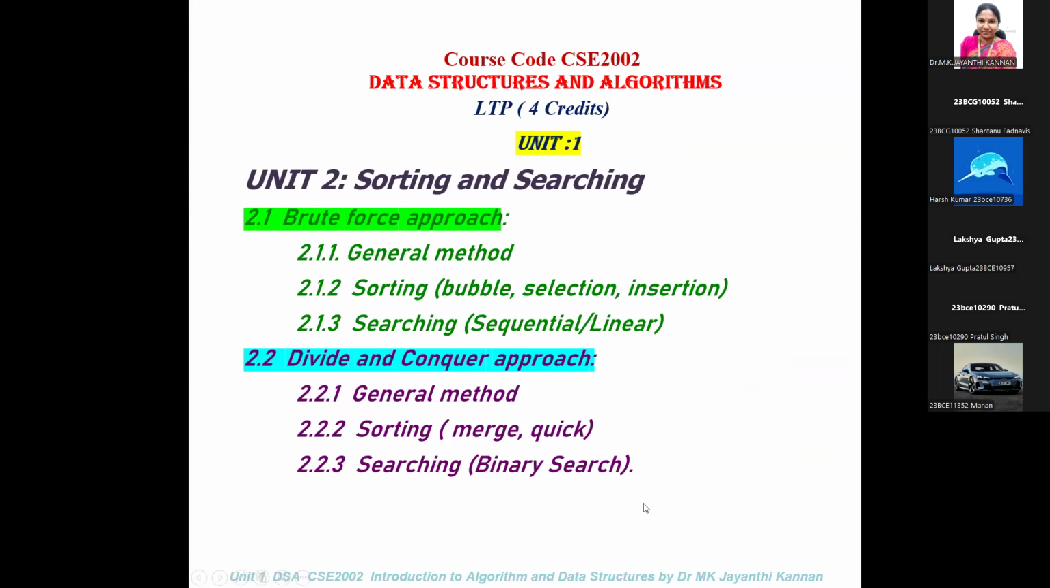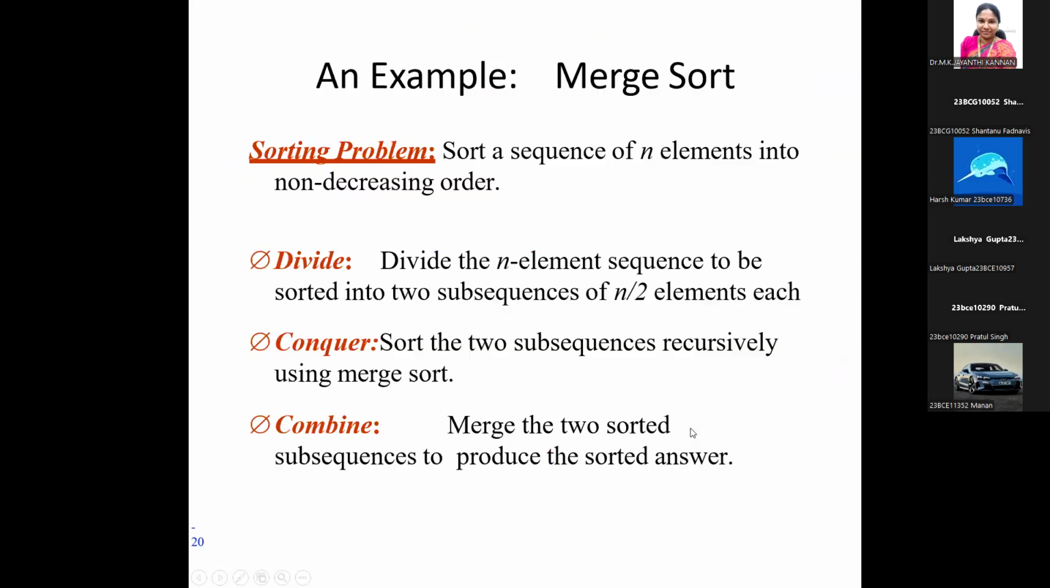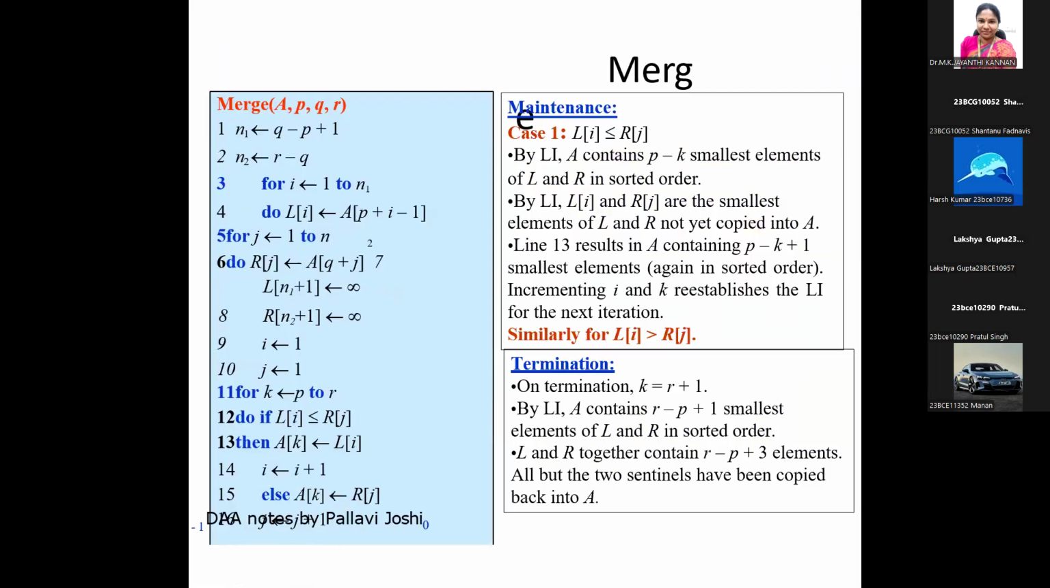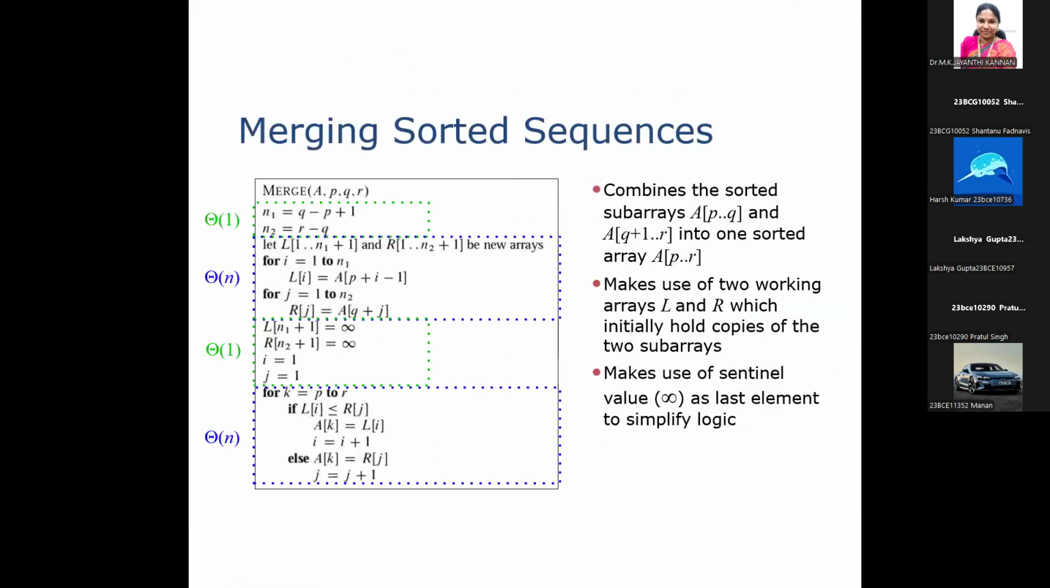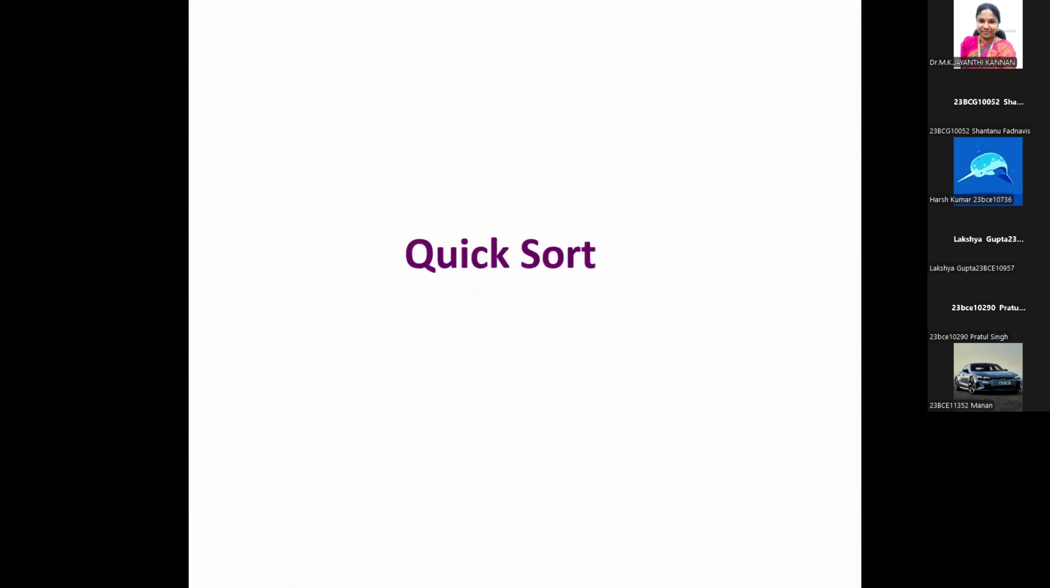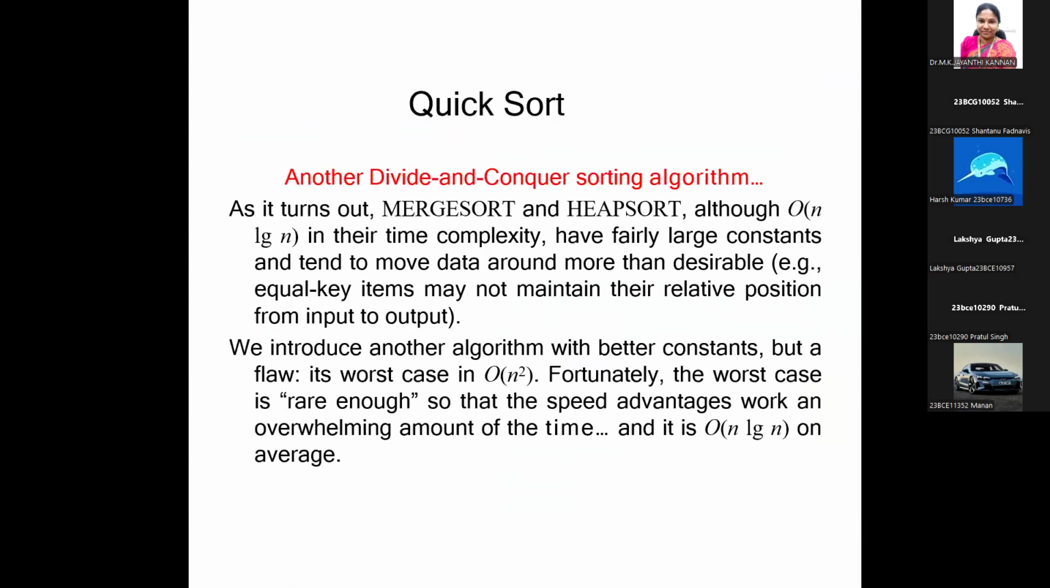So using divide and conquer, we will try merge sort, quick sort and binary search. We'll see the program. What does quick sort mean?